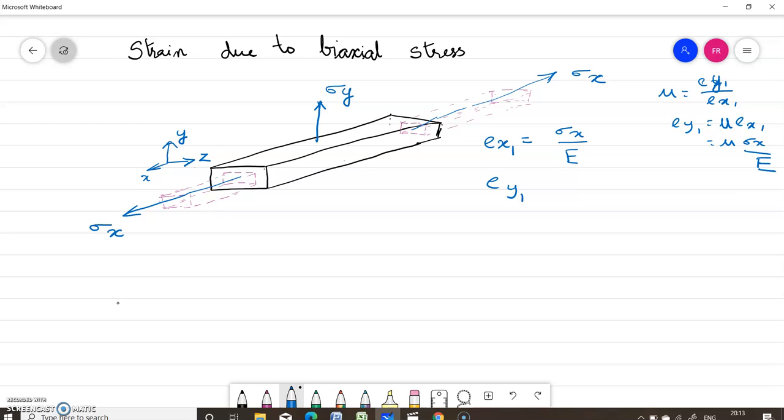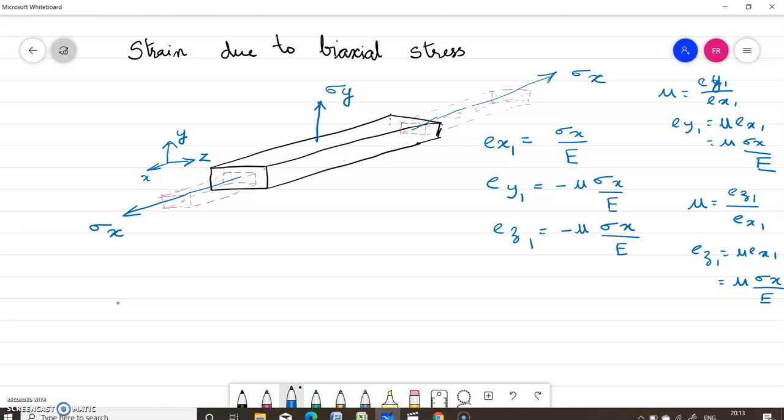So, here Ey1 is equal to minus mu into sigma x by E because there is reduction in dimension. Similarly, Ez1 equal to minus mu into sigma x by E. How have you got it? Here you have mu is equal to Ez1 by Ex1. Therefore, Ez1 equal to mu into Ex1, which is equal to mu into sigma x by E.